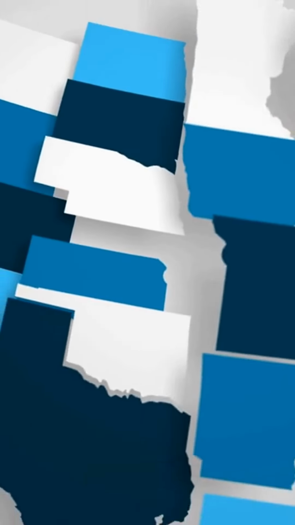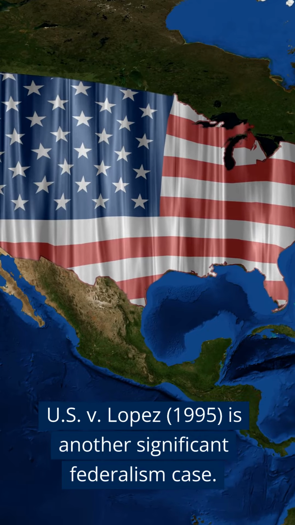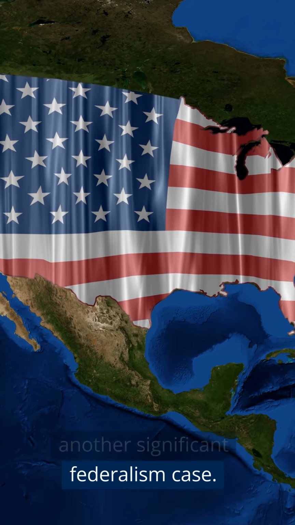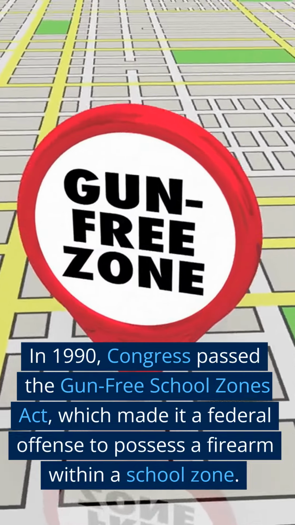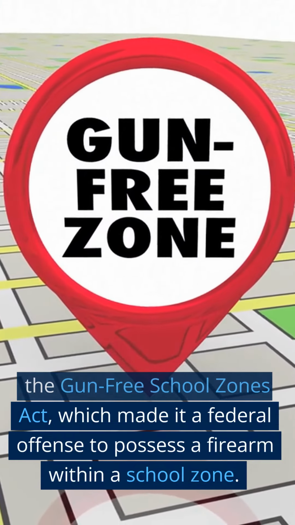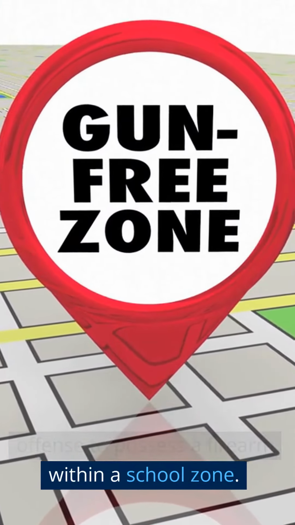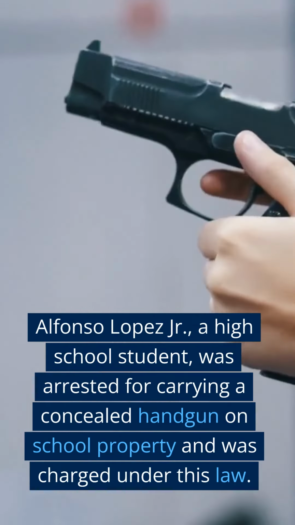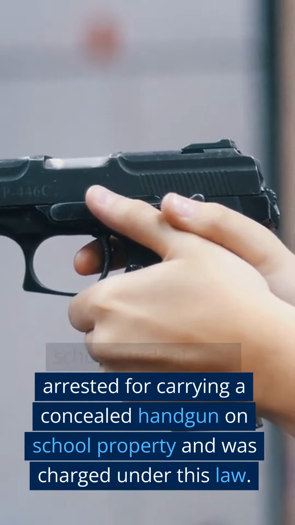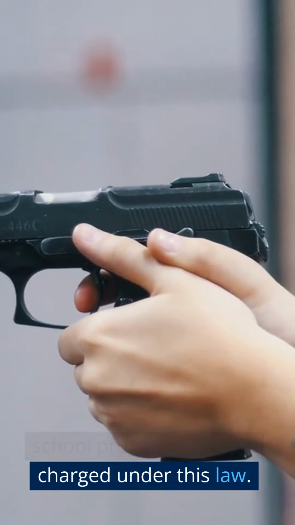2. U.S. vs. Lopez, 1995, Federalism. U.S. vs. Lopez, 1995, is another significant federalism case. In 1990, Congress passed the Gun-Free School Zones Act, which made it a federal offense to possess a firearm within a school zone. Alfonso Lopez Jr., a high school student, was arrested for carrying a concealed handgun on school property and was charged under this law.